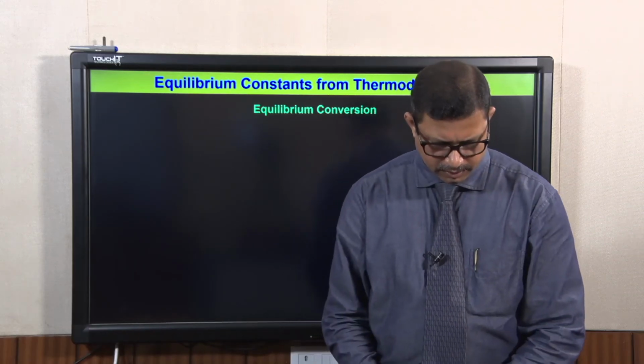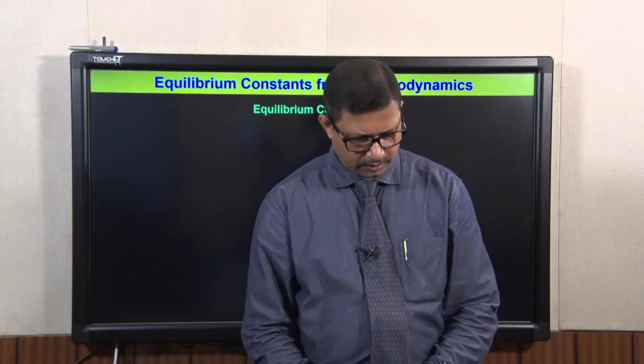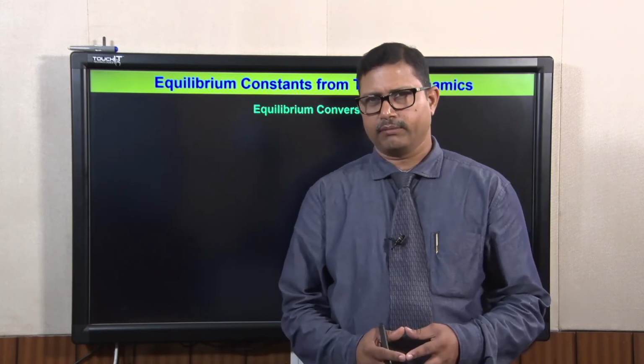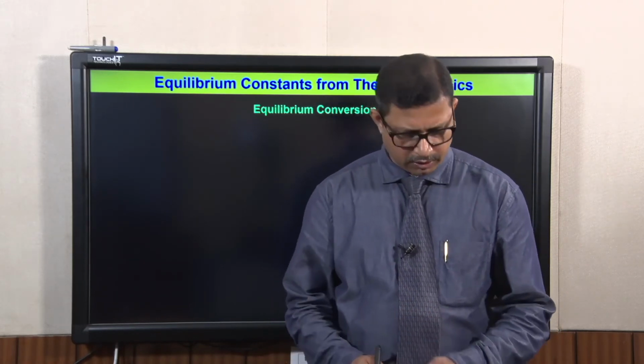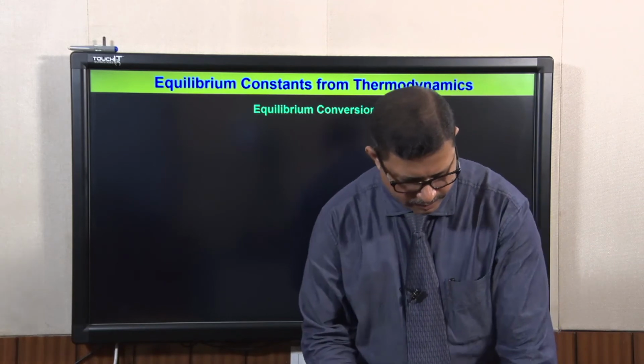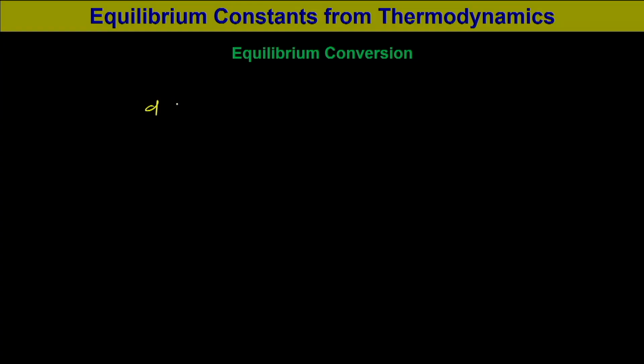The change in equilibrium constant with respect to temperature is defined as d ln K by dT is equal to delta H r divided by R T square.